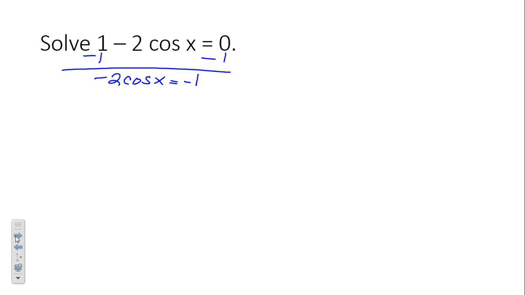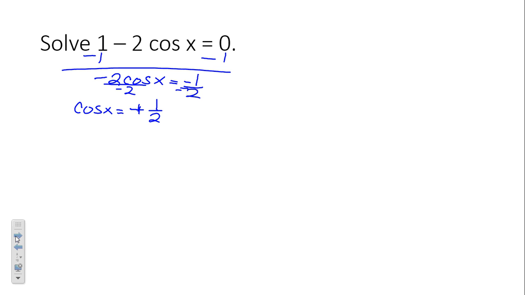Divide by negative 2 to get the cosine by itself, right? So cosine of x is now positive 1/2 because negative divided by negative is a positive. Okay, so we're not quite done because we want to figure out what's the value of x that makes the cosine a positive 1/2. We would do inverse cosine if it wasn't one of these that we should know off the top of our head, right?